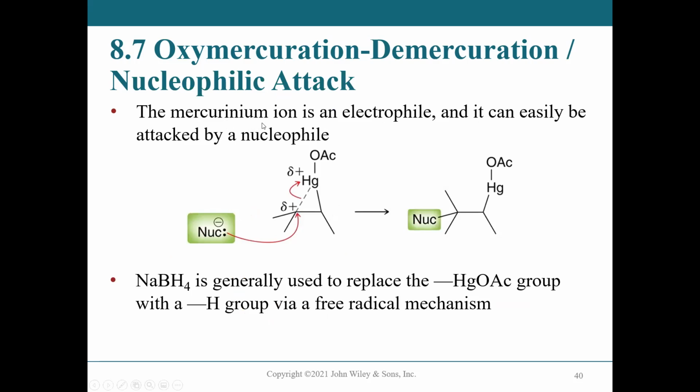So the mercurinium ion is an electrophile, and it can easily be attacked by a nucleophile. Here we're showing it being attacked by a nucleophile. It says sodium borohydride is generally used to replace the HgOAc group with a proton via a free radical mechanism.